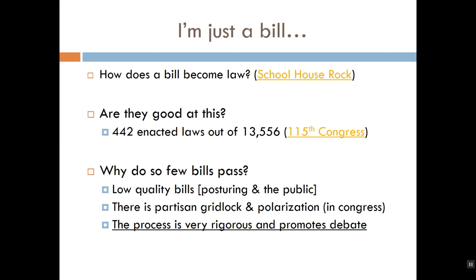What we're going to find is that Congress is designed, that the process by which Congress takes a bill or proposed policy and turns it into law is designed to be slow and inefficient and to weed out the vast majority of proposed policies. So, for example, in the 115th Congress, that's the Congress that served from 2016 to 2018, we had about 442 out of 13,556 bills that actually passed into law.